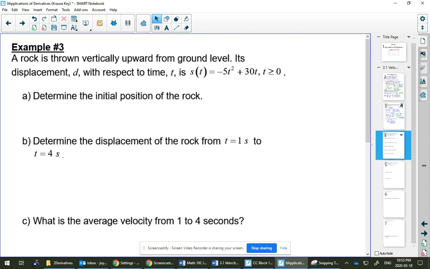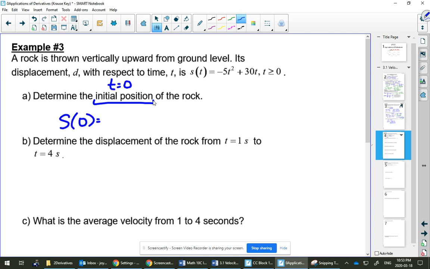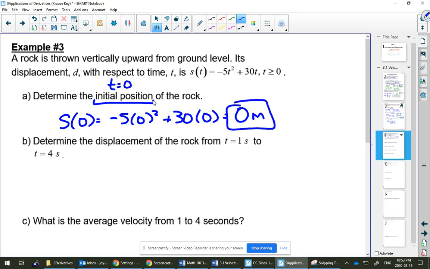A rock is thrown vertically upward from the ground level. Its displacement d with respect to time is the formula given. And then it points out there that t is greater than or equal to 0, so our initial time is 0. So the first question says, determine the initial position of the rock. Well, the initial position of the rock is going to happen at the initial time, which is when t equals 0. So the position at time equals 0 is negative 5 times 0 squared plus 30 times 0, which is 0 meters. So the initial position is 0 meters.